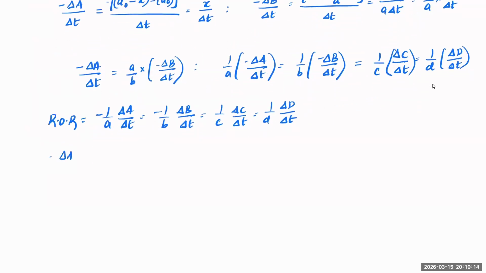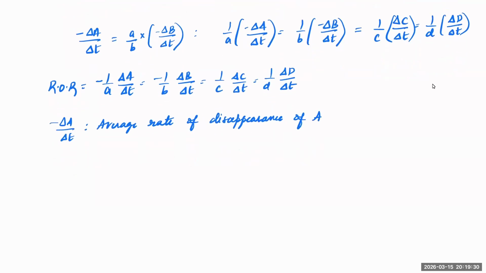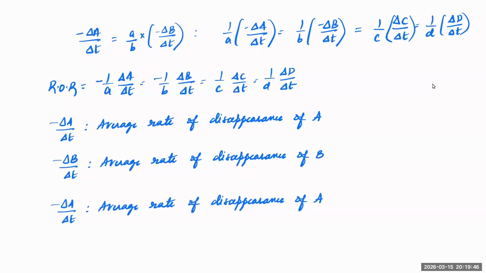Now, what do we call minus delta A by delta t? This is called the average rate of disappearance of A. This is about disappearance of A. Likewise, if we write about the B factor also, it is the same. This is minus delta B by delta t, and that will be the rate of disappearance of B. Similarly, I can write plus delta C by delta t, which is equal to the rate of appearance of C.